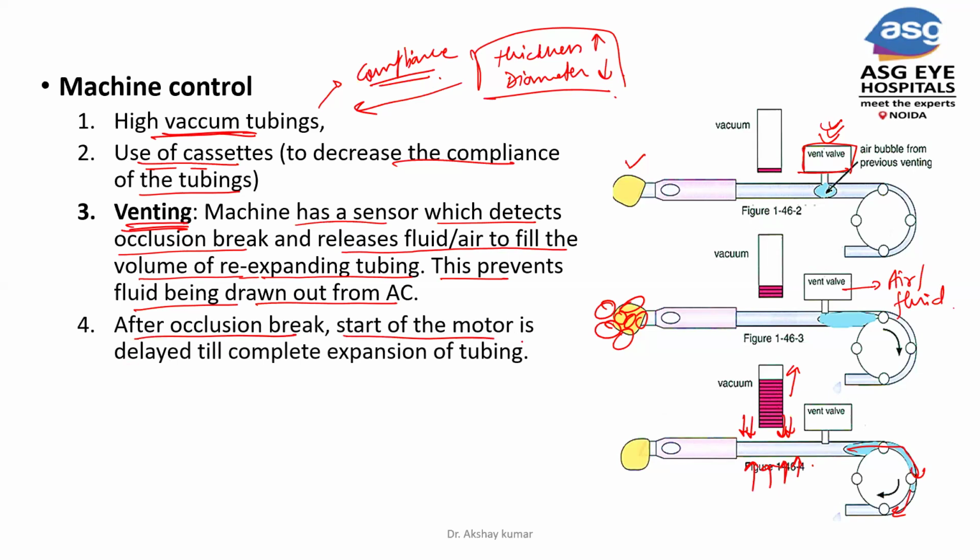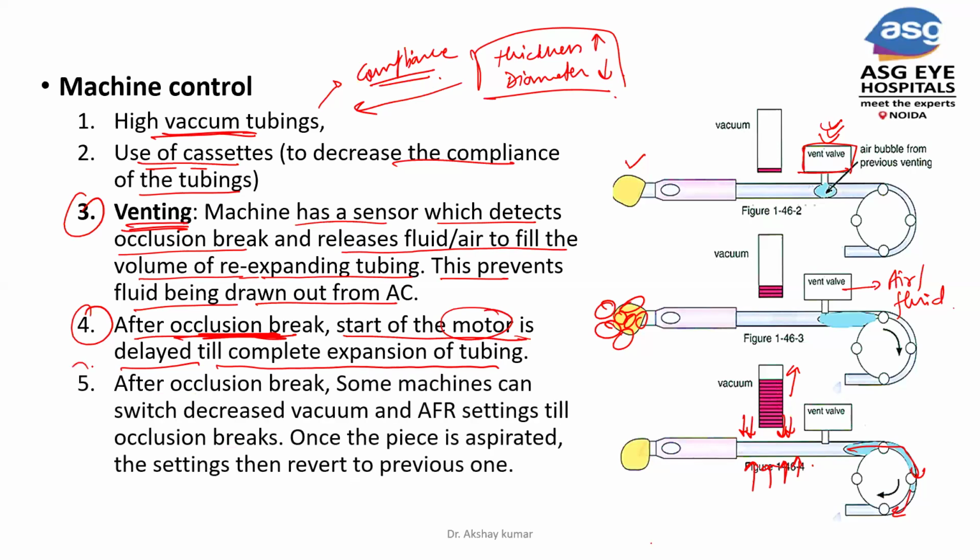After the occlusion breaks, start of the motor is delayed. This is one more mechanism. Some machines have a sensor in which the motor is stopped after the occlusion break, and it is delayed till the complete expansion of the tubing. And fifth is, after the occlusion break, some machines can switch to decreased vacuum and aspiration flow rate setting till the occlusion breaks. Once the piece is aspirated, the setting then reverts to the previous one.